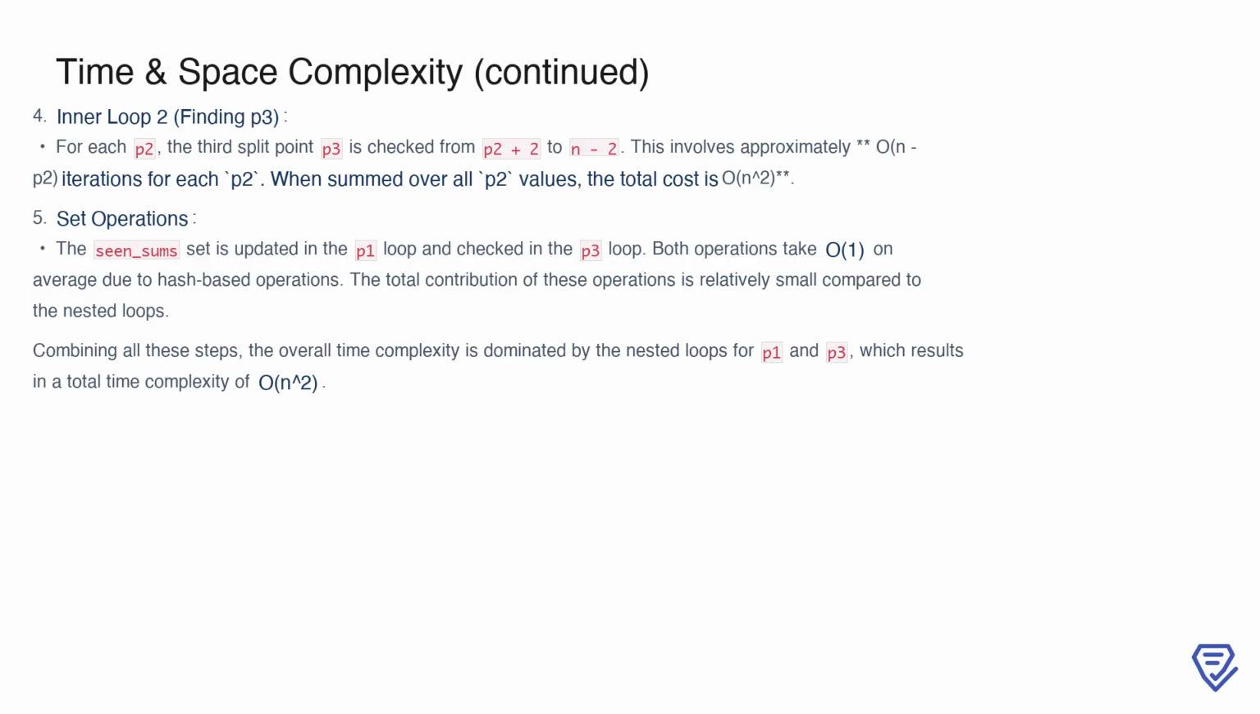Additionally, we use a set called scene_sums to store valid sums during the P1 loop and check for matches during the P3 loop. Since set operations like insertion and lookup are O(1) on average, their contribution is relatively small compared to the nested loops. When we combine all these steps, the dominant factor is the nested loops for P1 and P3, leading to an overall time complexity of O(n²).